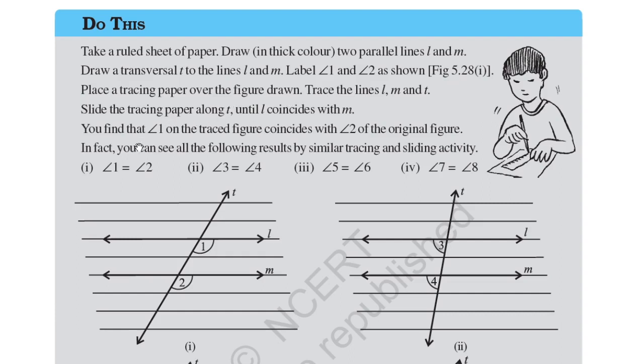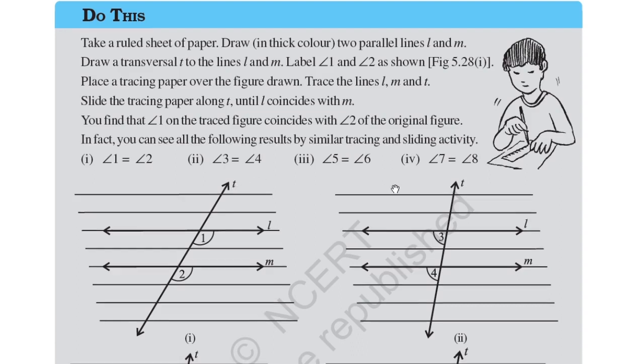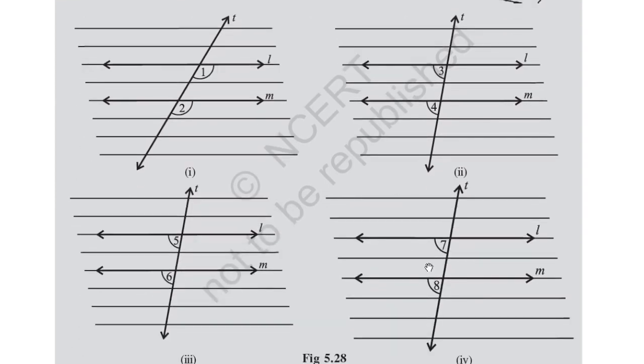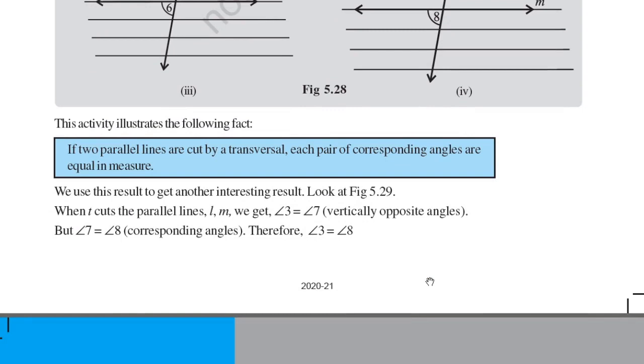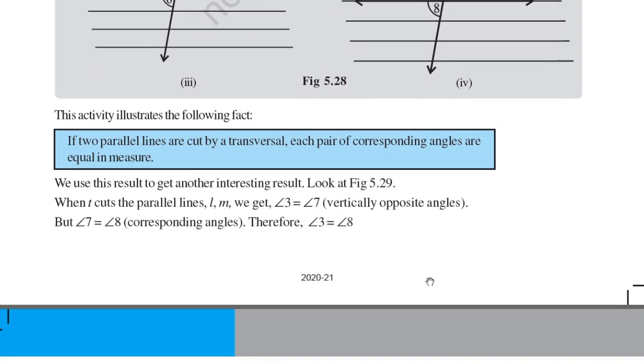You find that angle 1 on the traced figure coincides with angle 2 on the original figure. In fact, you can see that all the following results are similar tracing and sliding activity. So you can see angle 1 is equal to angle 2, angle 3 is equal to angle 4, angle 5 is equal to angle 6, and angle 7 is equal to angle 8. So all these angles are equal. The activity leads to the following: if two parallel lines are cut by a transversal, each pair of corresponding angles are equal in measure. So they will be equal.